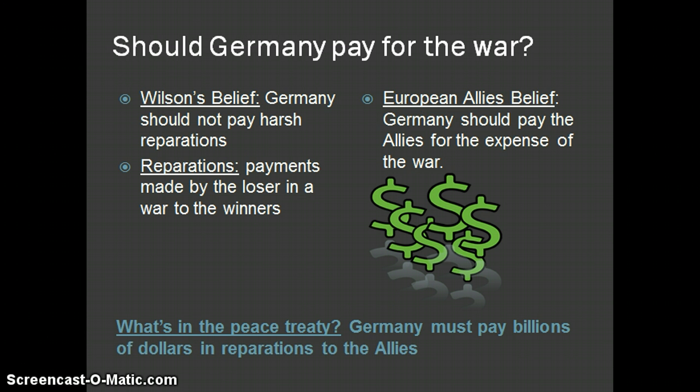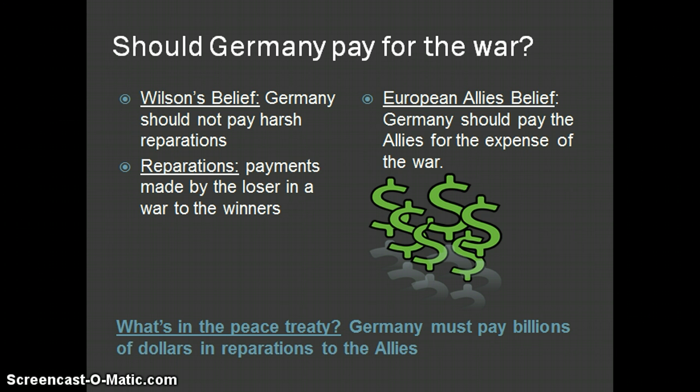Should Germany pay for the war? This is your next Wilson's belief. Wilson's belief: Germany should not have to pay harsh reparations, and reparations are payments made by the loser in a war to the winners. Okay? So Wilson said Germany should not have to. European Allies said Germany needs to pay for the entire war. End of story. They owe France for the destruction of its countryside.